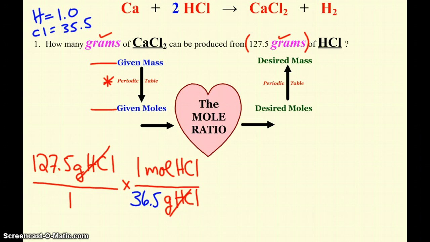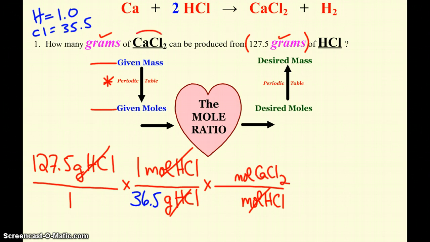Now that I know the moles of my given substance, I am now at the mole ratio, and I need to change from what I know about, which is hydrochloric acid, and again, diagonal. And now I want to go to what I'm looking to know about, which in this problem is calcium chloride. So I change from hydrochloric acid to calcium chloride using the mole ratio. And so I look at my reaction. There's a 2 in front of HCl, so that goes there. And there's a 1 in front of calcium chloride, so that goes there.